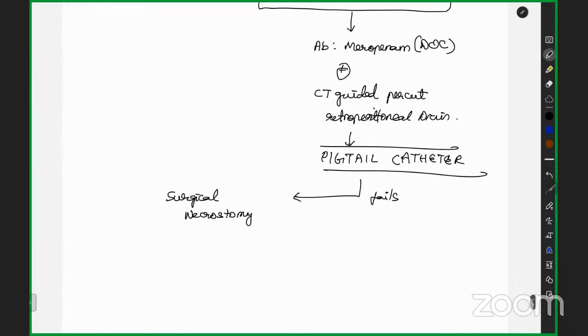Otherwise, there is another technique that you can use, Baker's technique. But remember, Baker's technique has a high mortality, therefore we are not performing it nowadays. So we are going to perform surgical necrosectomy. Along with that, you can go for a feeding jejunostomy.